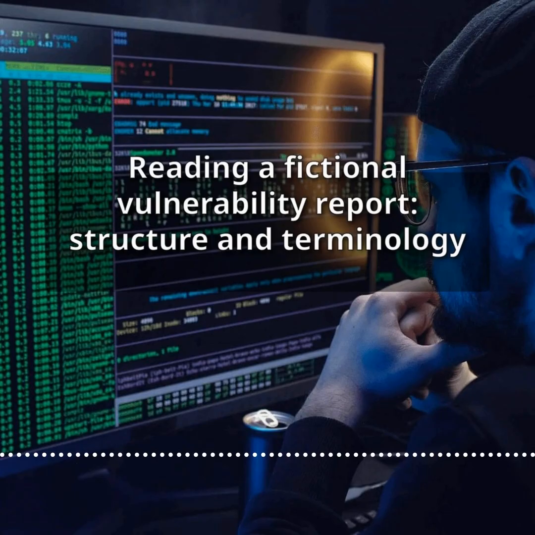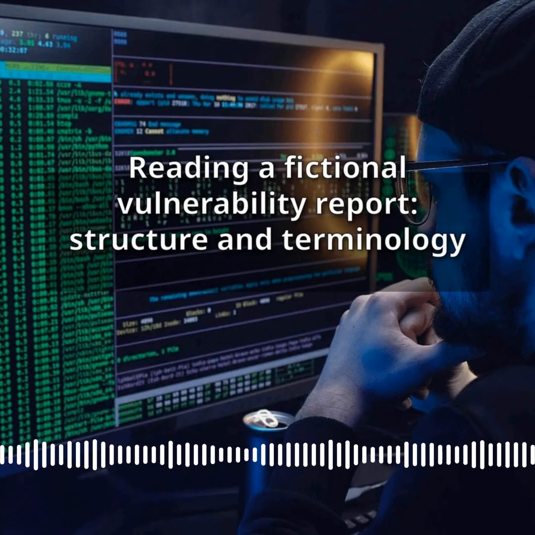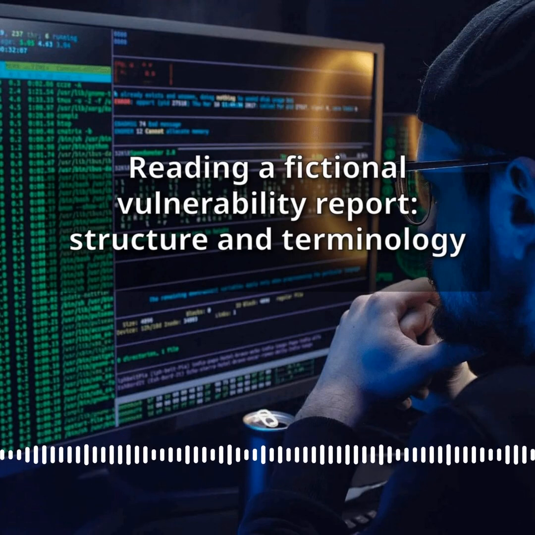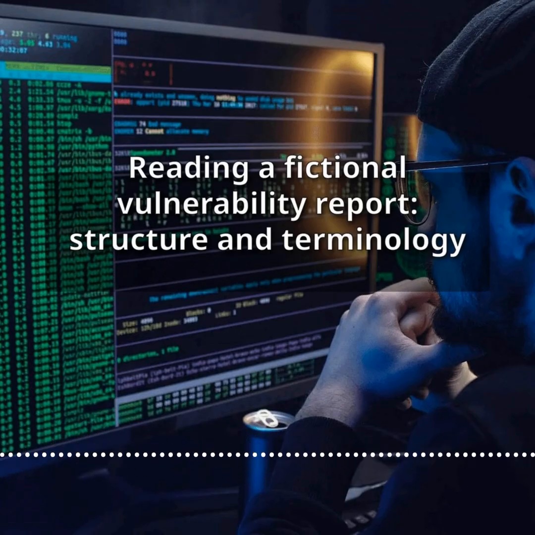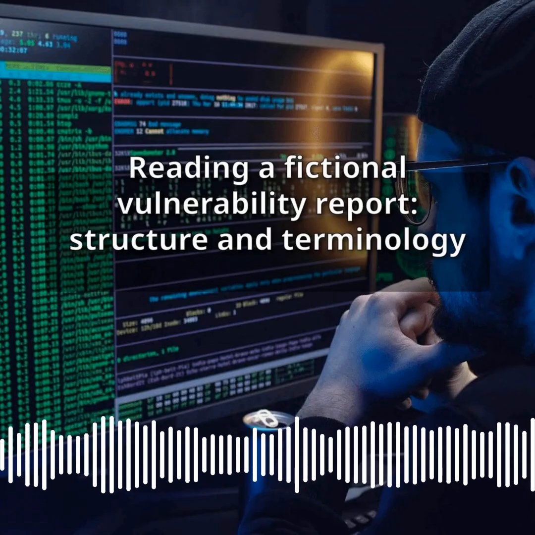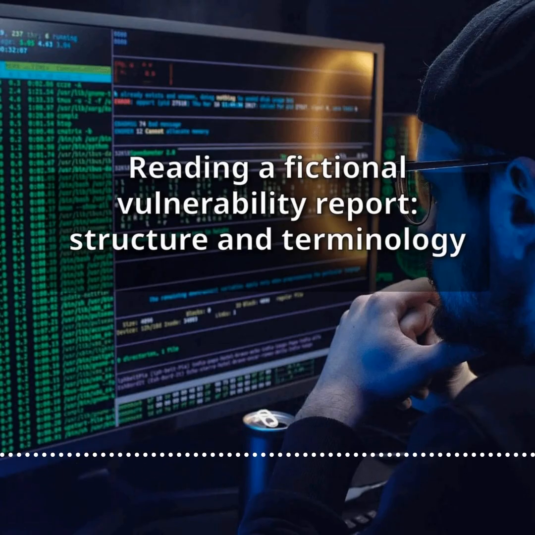Authentication bypass, a type of vulnerability that allows an attacker to access protected resources or functions without providing valid credentials. Access control flaw, a vulnerability where users can access resources or perform actions beyond what their role or permissions should allow. This maps directly to the Open Web Application Security Project category Broken Access Control.